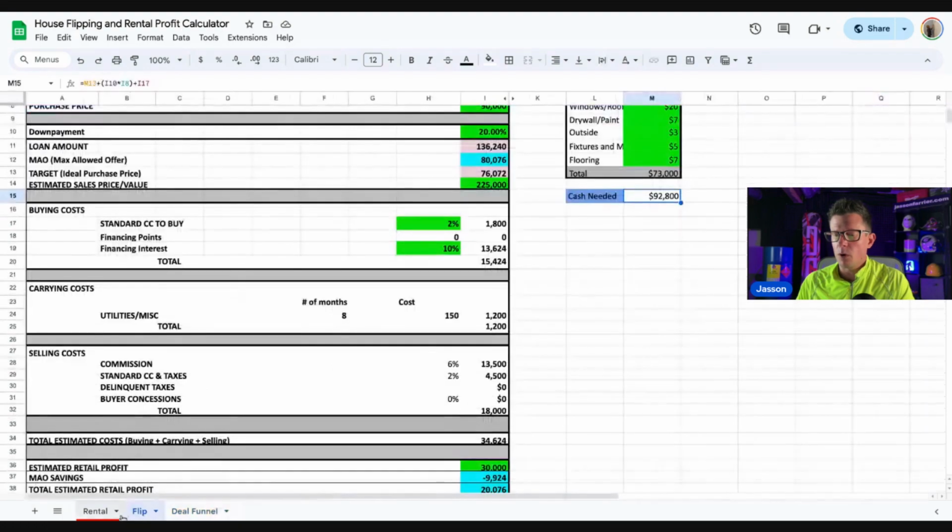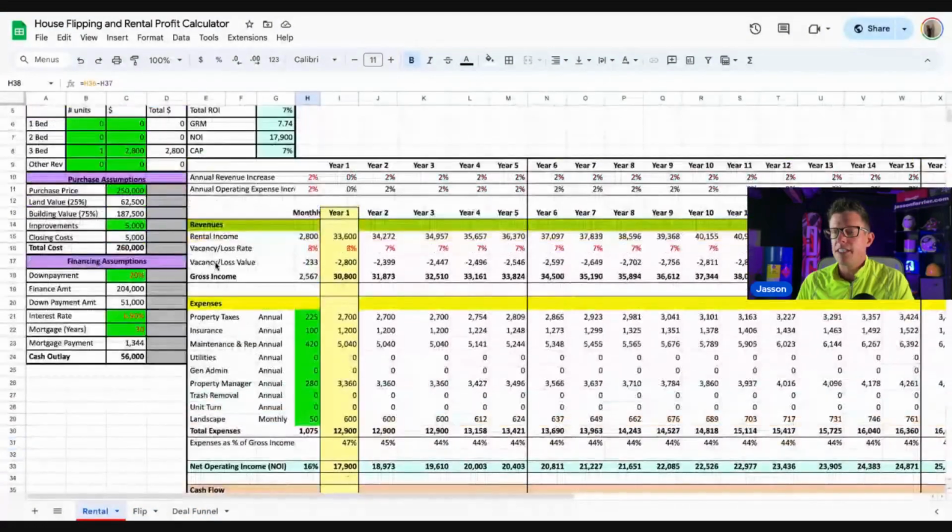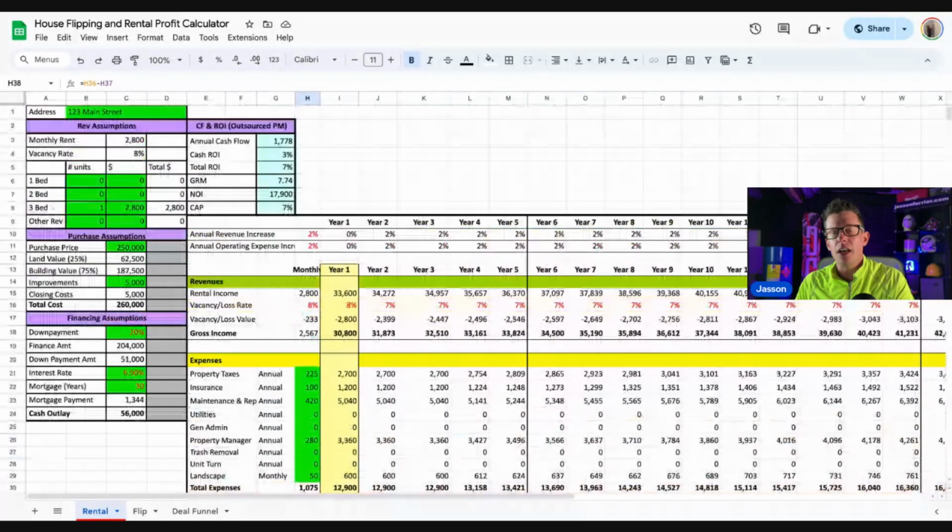But this rental calculator is an easy way to analyze properties and understand, hey, is that something that will cash flow in the future, or is it something I should stay away from?